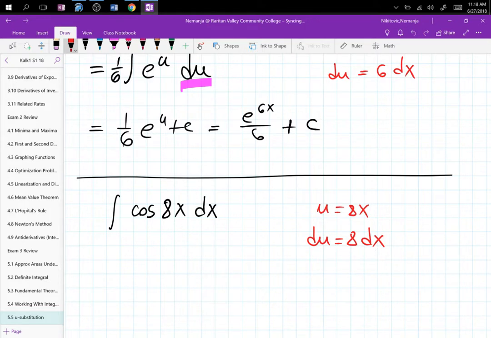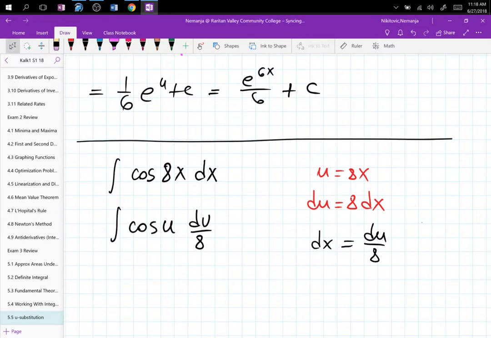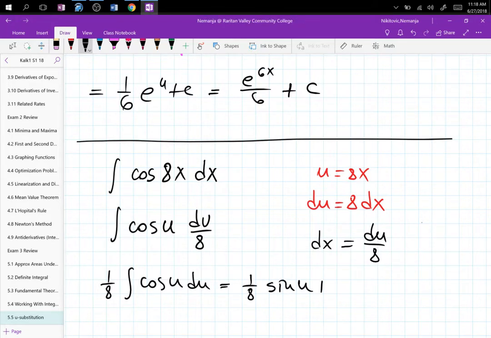All right, so now I'm looking at this and I can start substituting, right? So I have cosine of u, but now I don't have 8 dx. Well, the other way is to actually solve for dx here. And you get du over 8. So you plug in du over 8. Now we know that for integrals you can kick the constant outside. So here's your 1 over 8 cosine u du, which is 1 over 8 sine u plus c, which is sine 8x over 8 plus c.